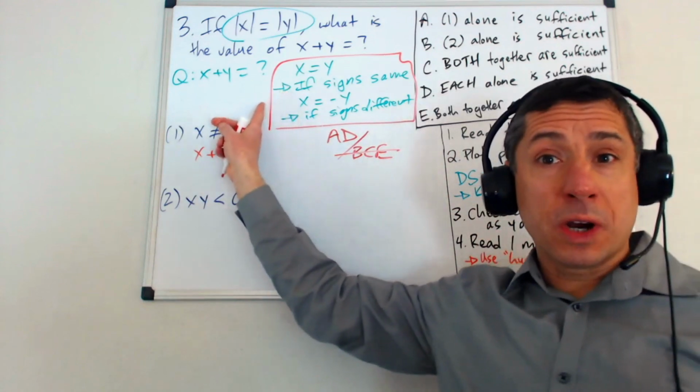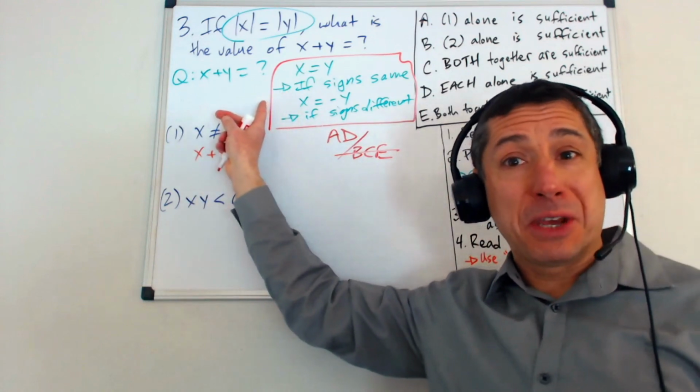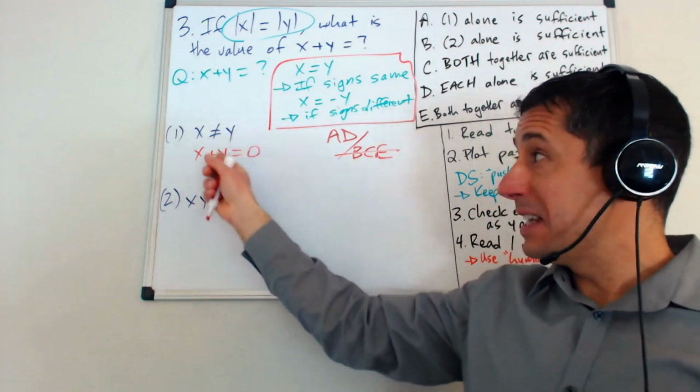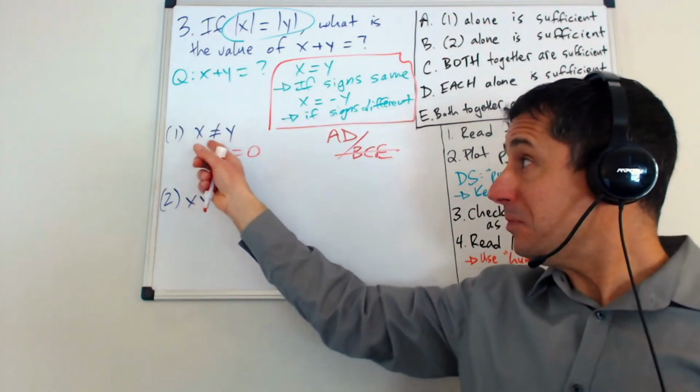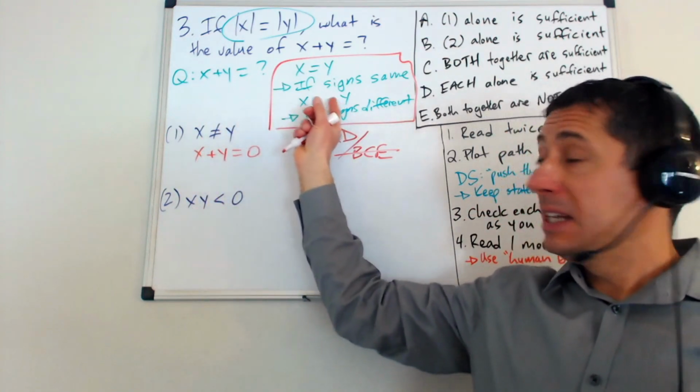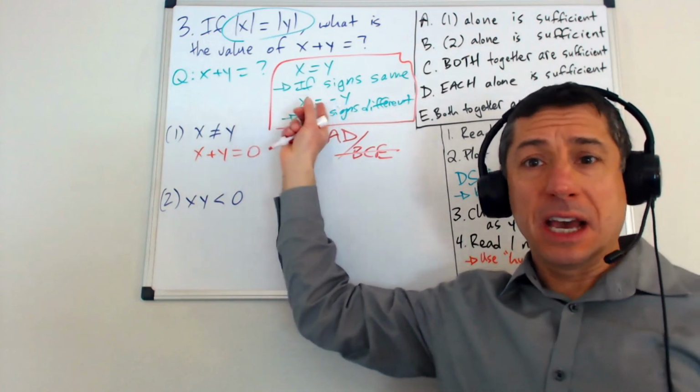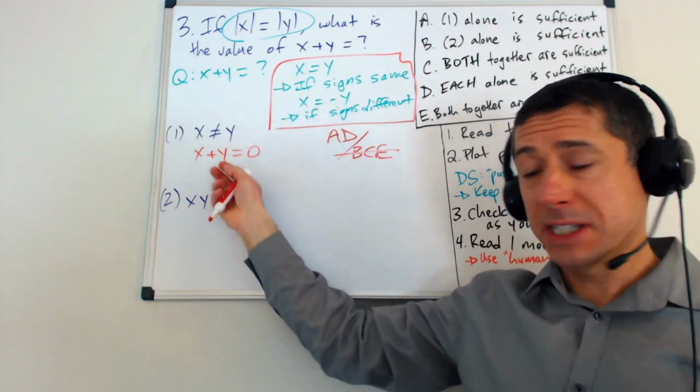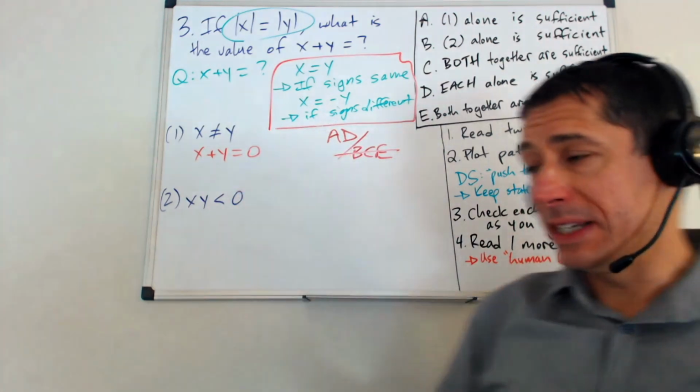But if we've done our homework here and kind of milked everything we can out of the question itself, it tells us everything we need to know. If x isn't equal to y, one must be the negation of the other. You add those two together, you're just going to get 0. So statement 1 is sufficient.